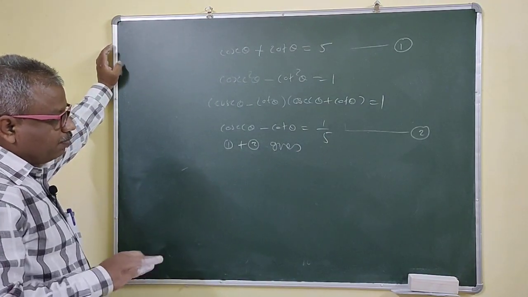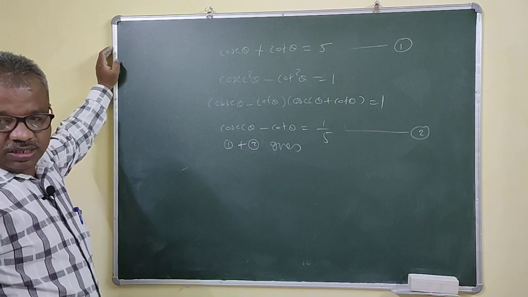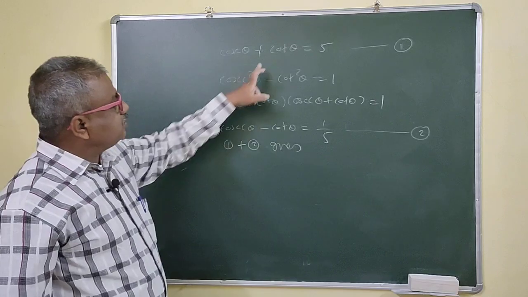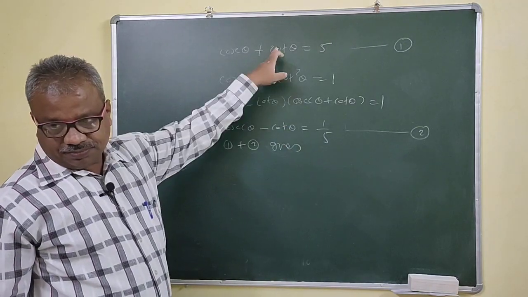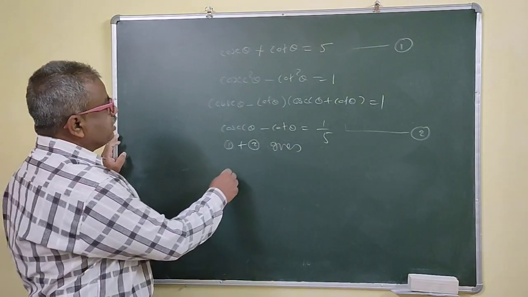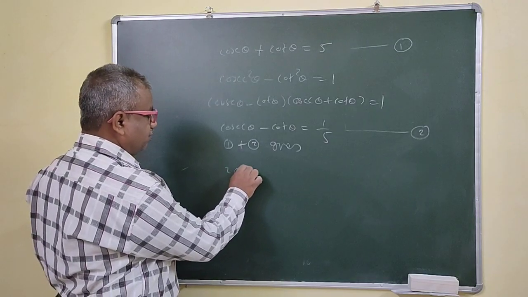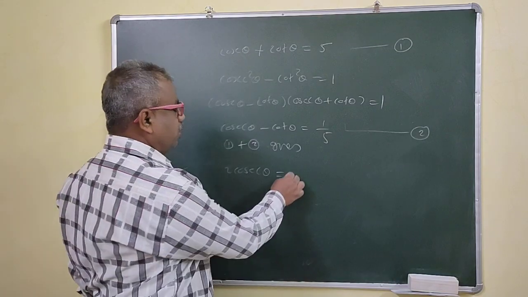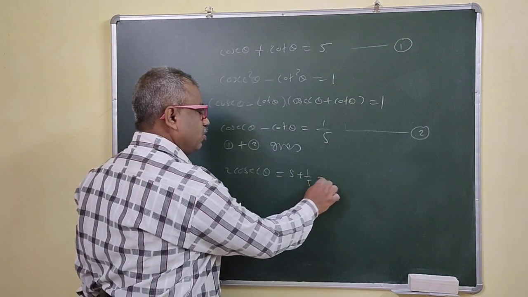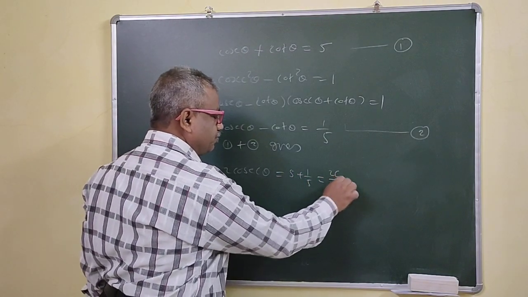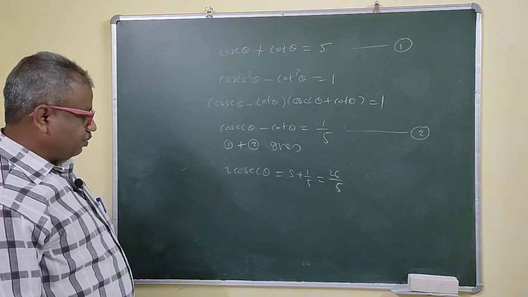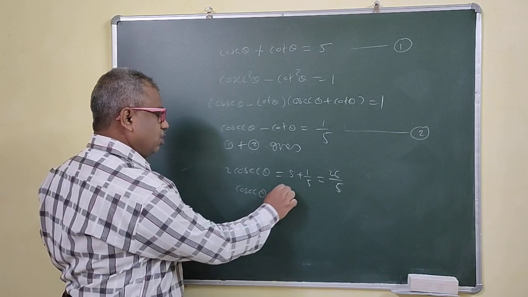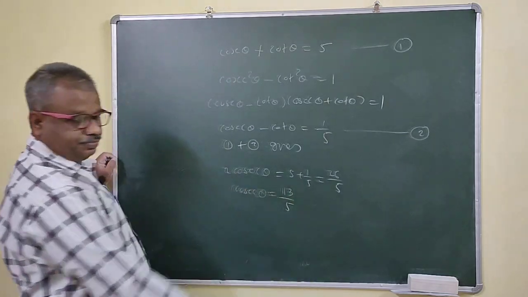Now, without applying the fundamental identity for sin theta and cos theta, you have to solve this one. If you take the addition, your cot gets cancelled. So the sum of the LHS is 2 cosec theta, and the sum of the RHS will be 5 plus 1 by 5, which is 26 by 5. So that means your cosec theta is equal to 13 by 5.